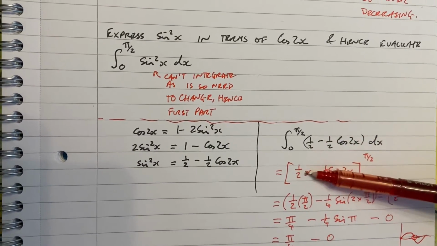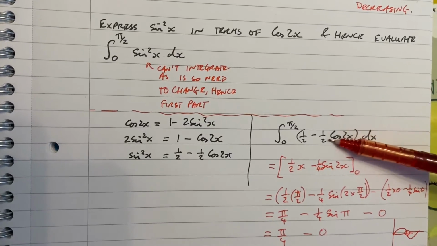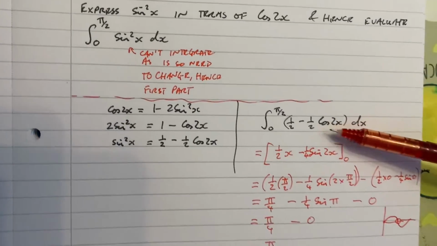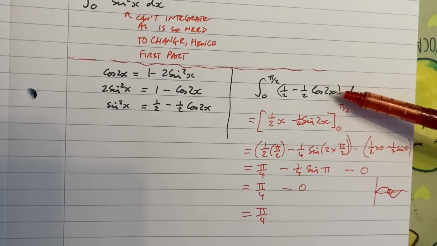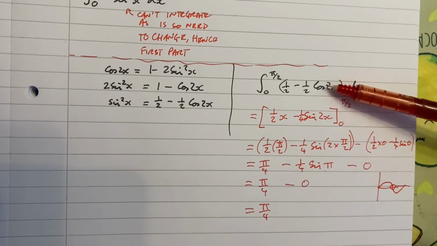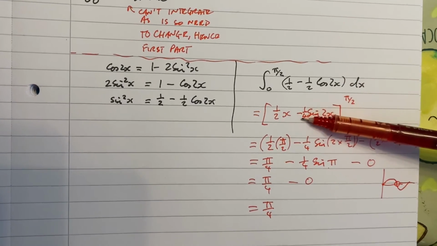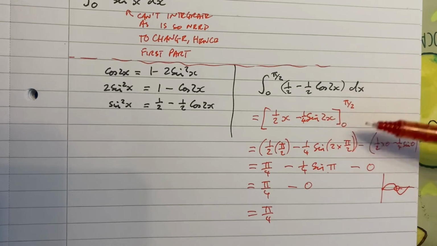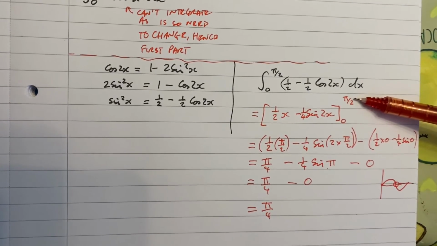So a half becomes a half x. Here, a half cos 2x becomes a half sine 2x, but don't forget to divide by the number in front of the x, which is 2. So it's minus a quarter sine 2x, between 0 and pi over 2.